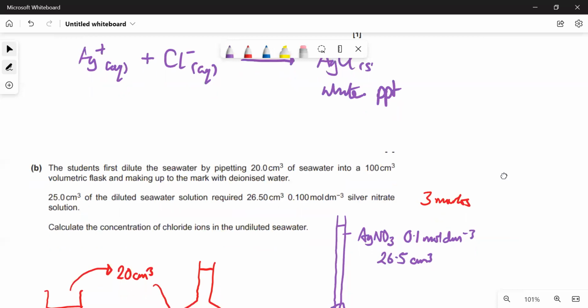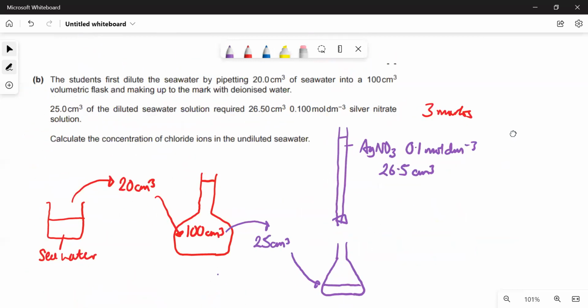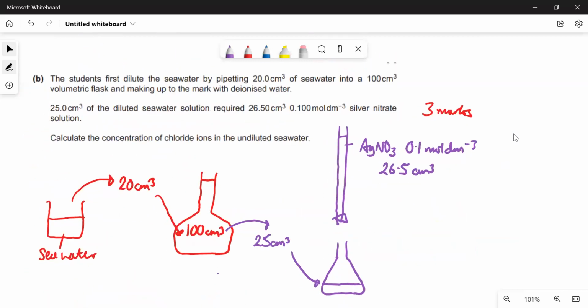Right, here's the method they use then. The students first dilute the seawater by pipetting, so drawing little pictures here, 20 centimeters cubed of seawater, and they put it into a volumetric flask here, and they dilute it up to 100 centimeters cubed, so that's like a 5-fold dilution, isn't it? Then they're going to take out 25 of that, and they're going to titrate against silver nitrate over here.